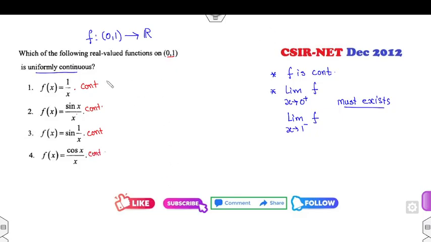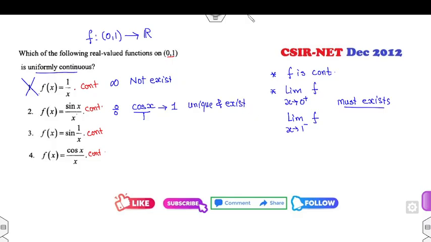Now, look at that. When you take 0 positive of 1 by x, it goes to infinity. That means the limit does not exist. So once it does not exist, it is not uniformly continuous. Look at the second case. If you take the limit at 0 positive, it's a 0 by 0 form, then I can apply L'Hopital's rule. Then it goes to 1, which is unique and exists.